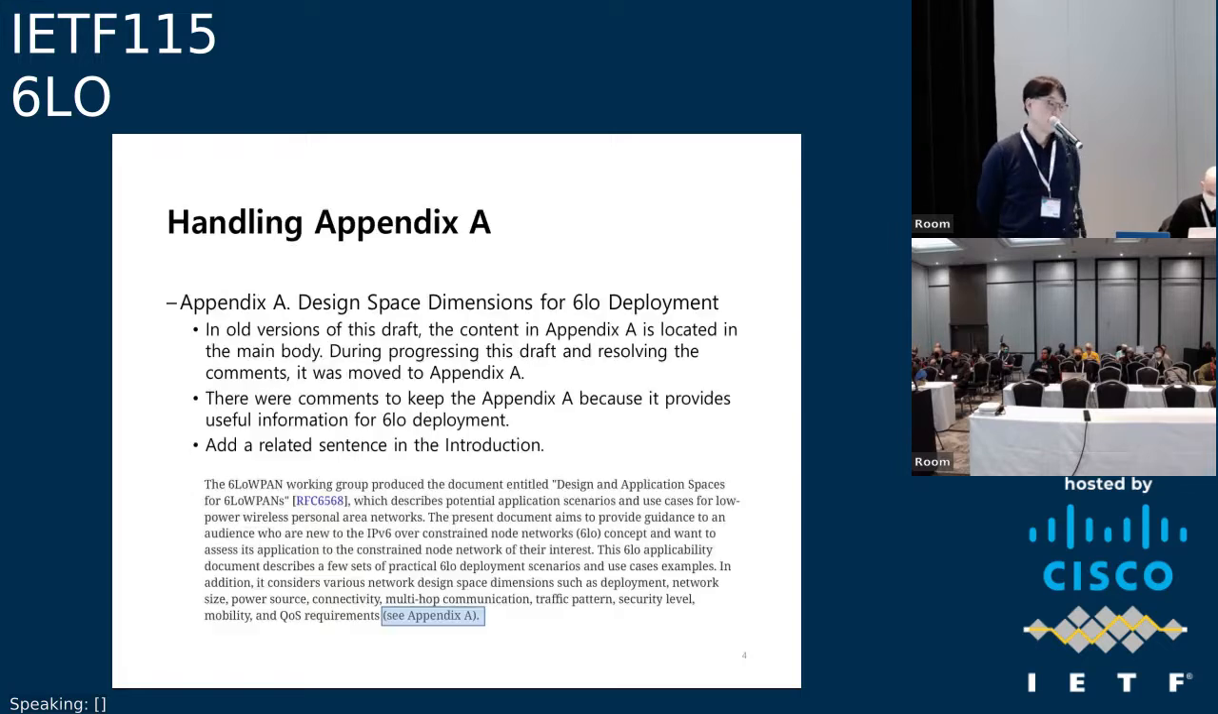The first thing is Appendix A. Appendix A is the design space dimensions for 6lo deployment. In the old version of this draft, the content in Appendix A was located in the main body, but during the progress of this draft and resolving some comments, it was moved to Appendix A. Also, there are comments to keep Appendix A because it provides useful information for 6lo deployment. So our resolution is to add a related sentence in the introduction section.